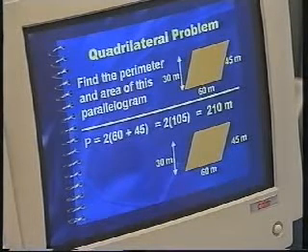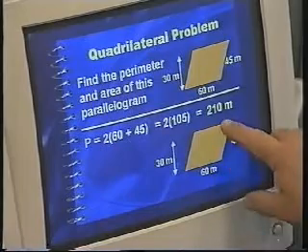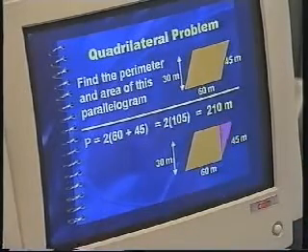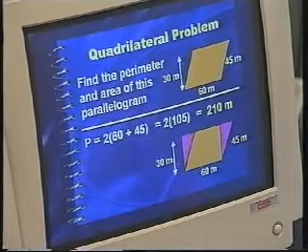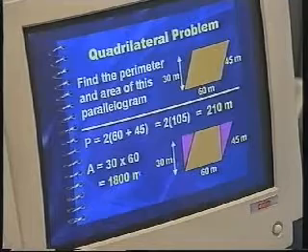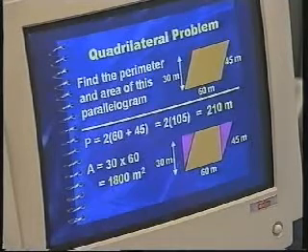For the area, we use a little trick. We can transfer this part to that part over there, as I've done in the diagram. And then you create a rectangle, which is 30 meters by 60 meters. And of course, the area of that is 1800 square meters.